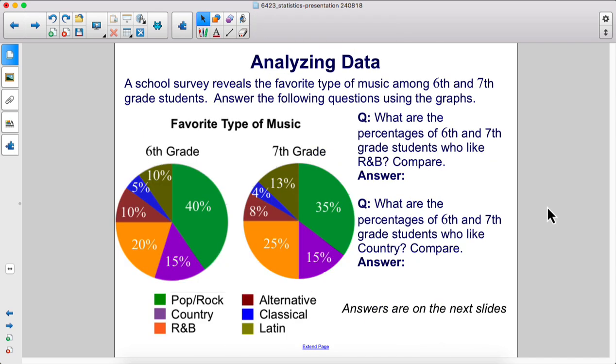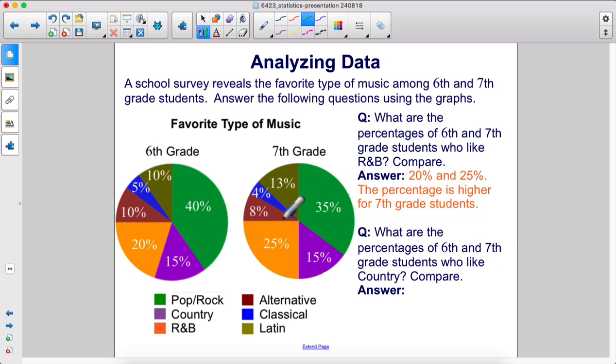A school survey reveals the favorite type of music among 6th and 7th grade students. Answer the following questions using the graphs. What are the percentages of 6th and 7th grade students who like R&B? Compare. Okay, so 6th grade, R&B is orange, so that's 20%. For 7th grade, R&B is orange again, but here it's 25%. So the percentage for 7th graders is higher. 25% is greater than 20%.